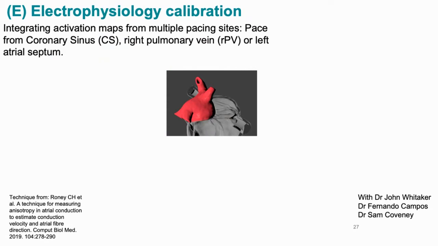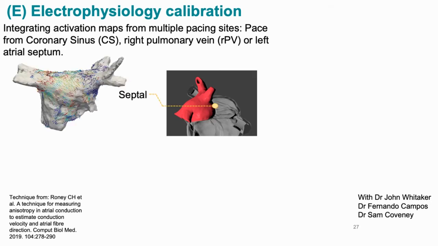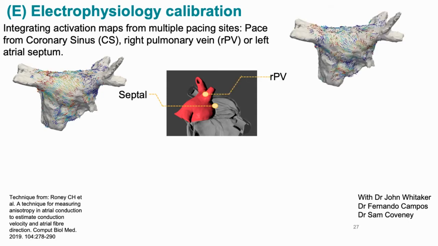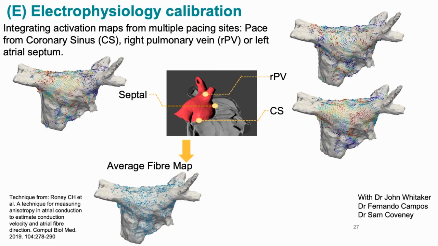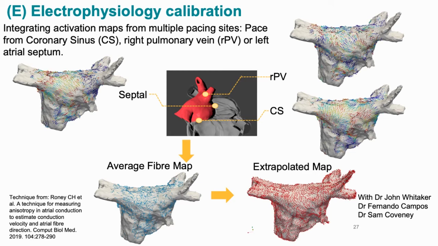We know that there is electrical anisotropy, so electrical propagation is faster along the fibres than transverse, but these maps are often not available clinically. So what's happened here is one of the clinical fellows has paced in 3 different locations, on the septum, at the right pulmonary vein, and at the coronary sinus, and we've got activation maps calculated from each of these directions. We can then use these conduction velocity maps and bring them together to give us an estimate of what we think the anisotropy looks like, so what do the average fibres look like, and extrapolate those.